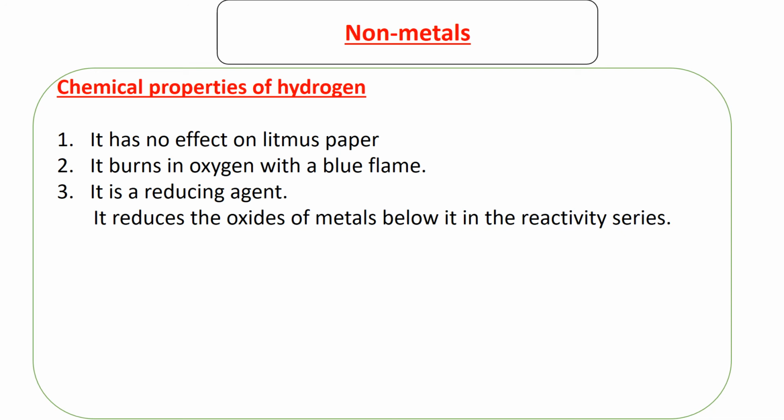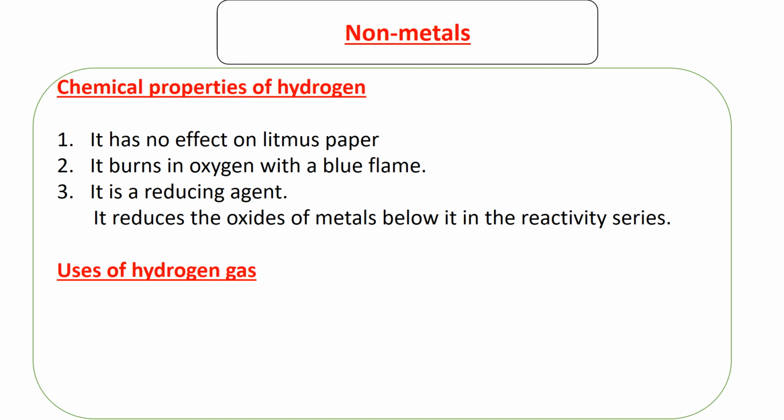To be specific, it reduces the oxides of metals. Oxides of metals are like calcium oxide, potassium oxide. It reduces the oxides of metals below it in the reactivity series. On the reactivity series, there are metals like gold and silver, which are below hydrogen. So those oxides are reduced by hydrogen. The oxygen from the oxides of gold and silver is taken away by hydrogen, but not the oxides of metals above hydrogen, which are more reactive, such as calcium and potassium.